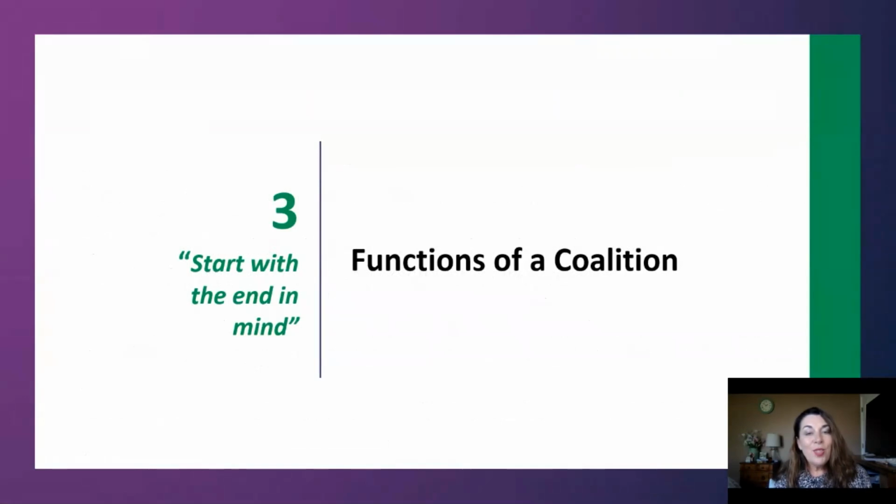Now, what about the functions of a coalition? I often like to say start with the end in mind. What is that aim? What is that goal that you're trying to achieve by building a coalition or participating in a coalition? Because time is the one resource that we can't manufacture, that we can't get more of. And so, how we spend our time should be wise, and it should be aimed towards a specific end or goal in mind.